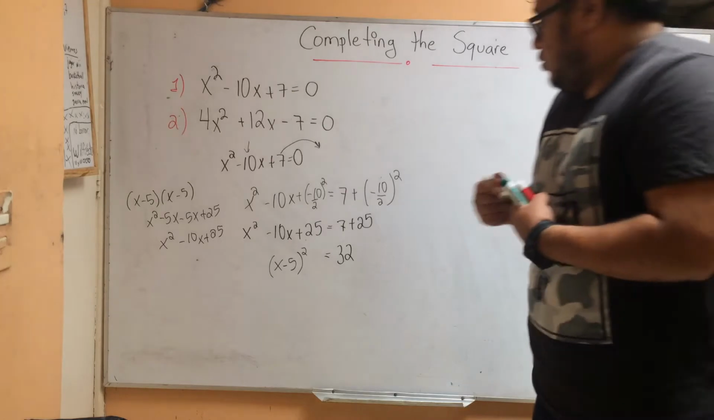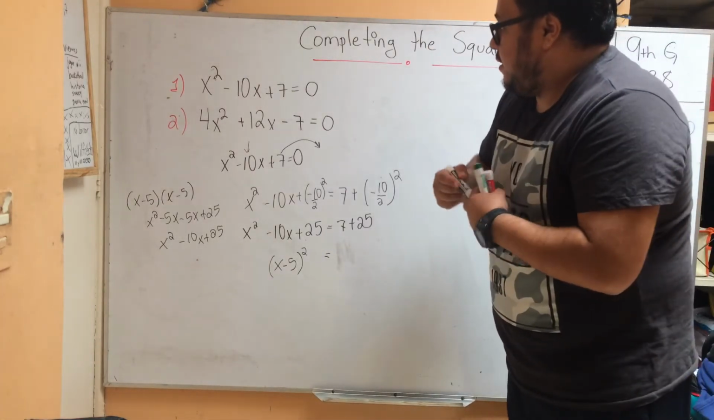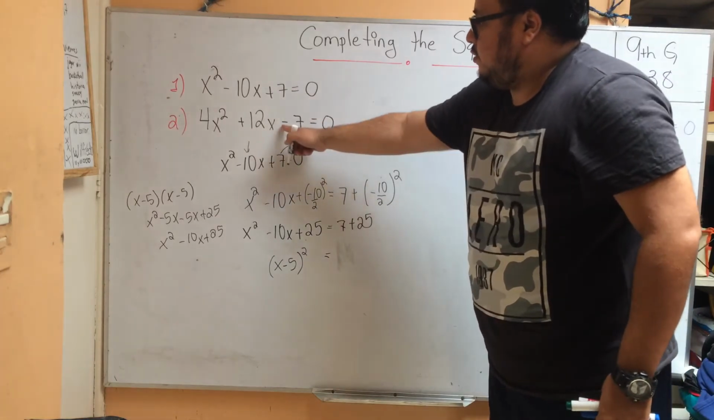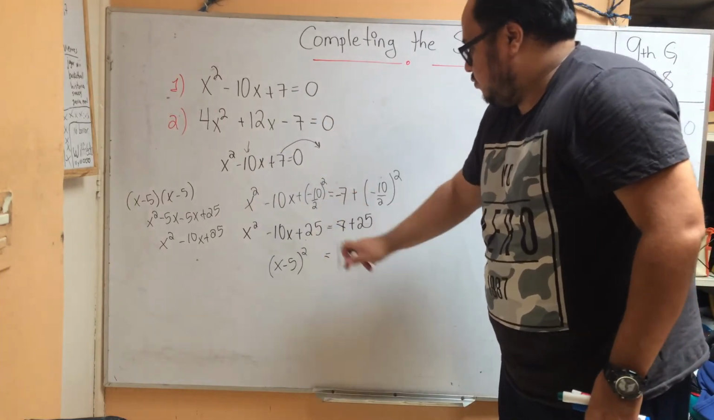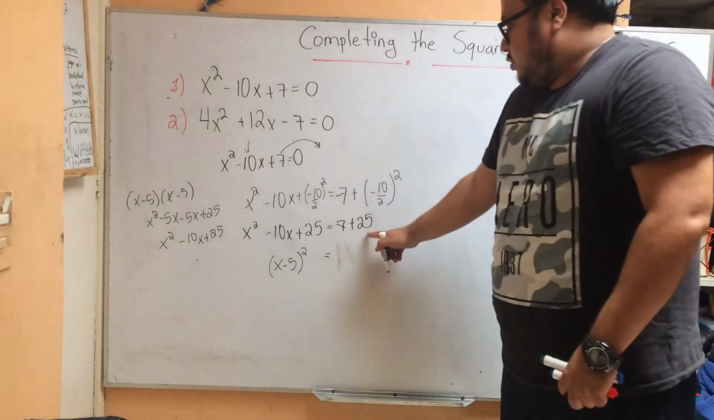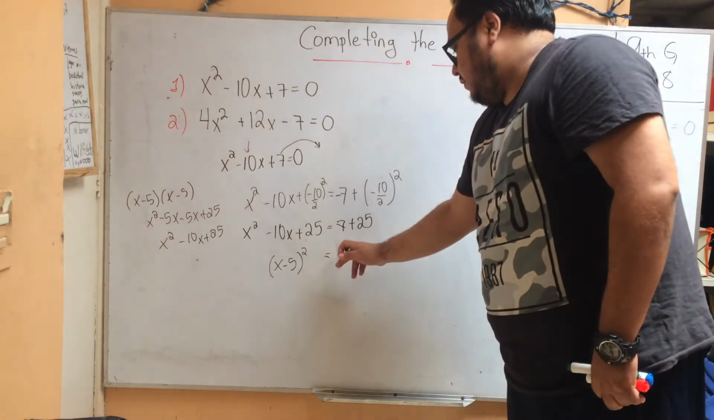Oh, sorry. This was positive here. I was looking at this one. Sorry, so this one was negative. This one is negative, so it's going to be 25 minus 7, and that is 18.